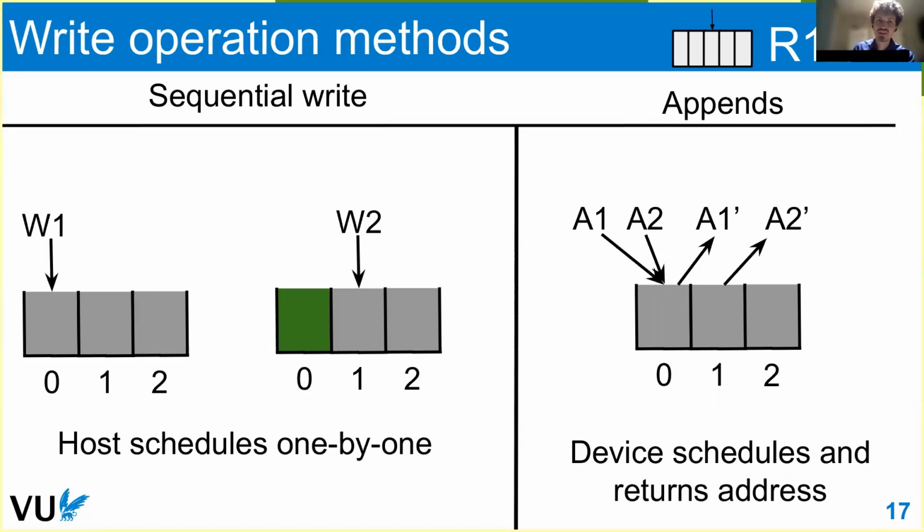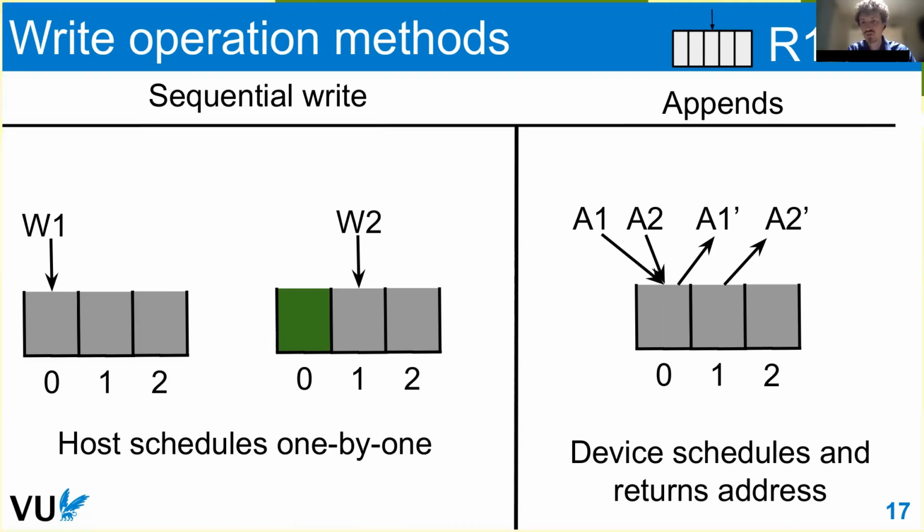So the first one relates to how you do writes on ZNS. I explained earlier, zones are sequential write. You can only ever write to the head of a zone. This is done one by one by one. Of course, it doesn't scale.